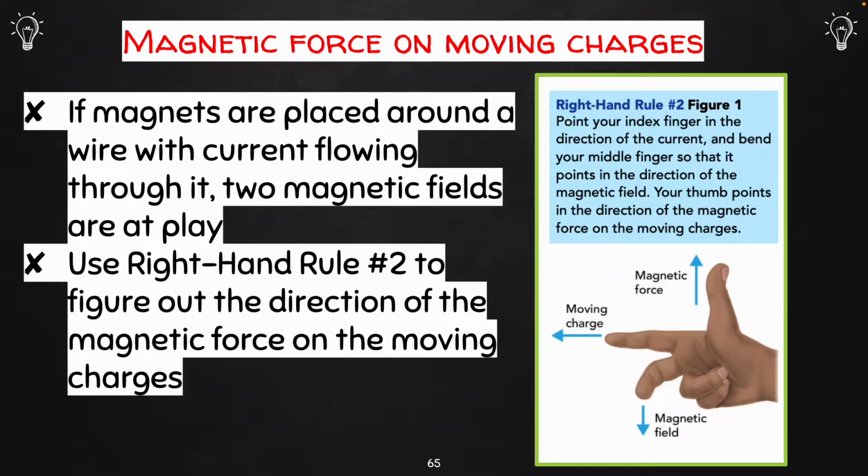So we actually use what is called right-hand rule number 2 to figure out the direction of the magnetic force on the moving charges. As you can see in the image on the right-hand side here, using right-hand rule number 2, point your index finger, just like you see in the picture there, in the direction of the current and bend your middle finger so that it points in the direction of the magnetic field. Your thumb is then going to point in the direction of the magnetic force on the moving charges. So just another little hand signal thing you can use to try to figure out the direction of the magnetic force.